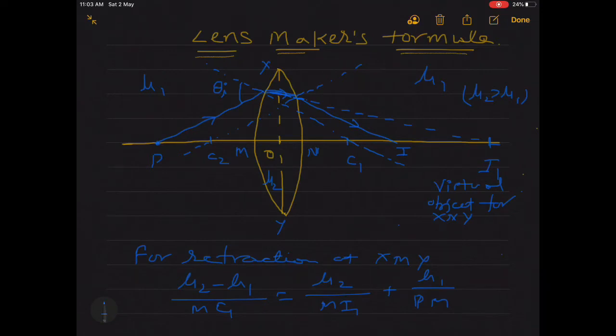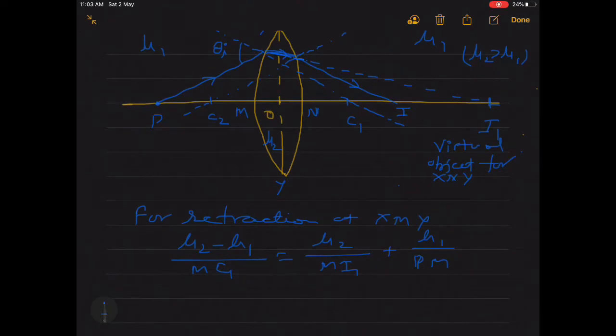The last derivation was having the same kind of ray diagram, only the difference was it was having only one surface, but now we are having two surfaces. So for the first surface, the relation was (mu2 minus mu1) upon R, and R is the radius of curvature of the first surface, and that is denoted by MC1 here. So (mu2 minus mu1) upon MC1 is equal to mu2 upon v, and v is the image, and that image is I1 for the first surface. So mu2 upon MI1 plus mu1 upon the object distance, and the object distance for the first surface is PM. So mu1 upon PM, this we can write from the concept of refraction at a spherical surface.